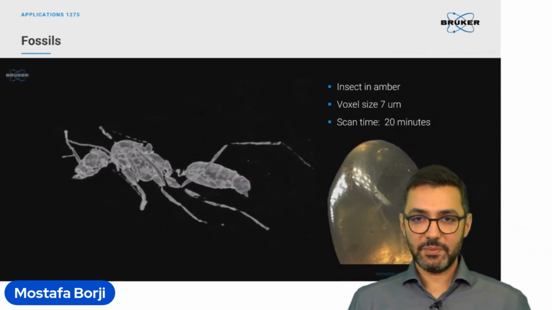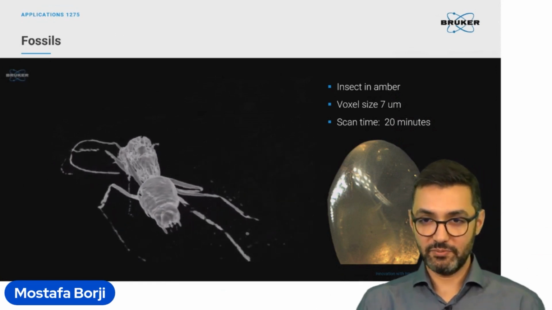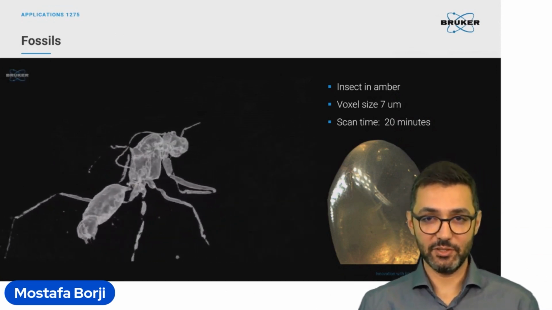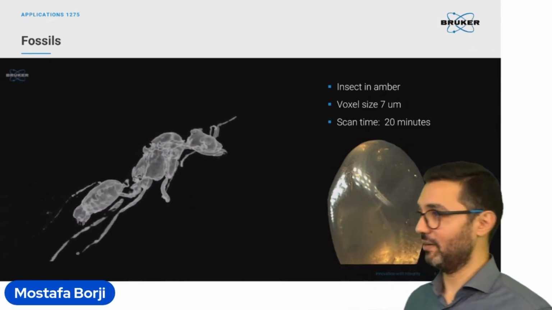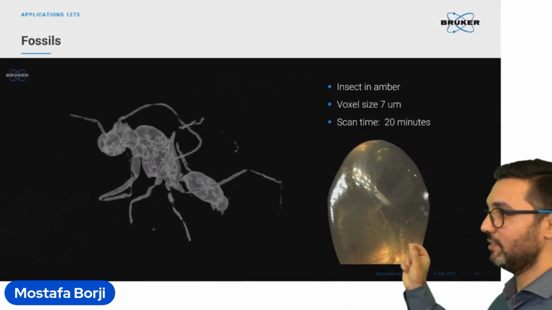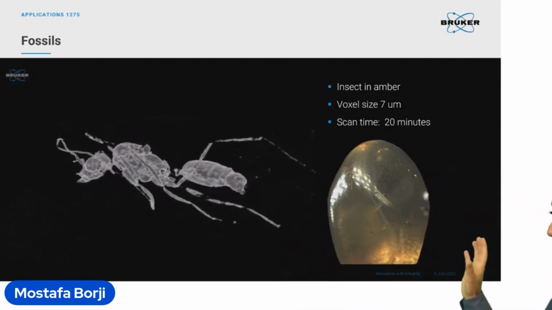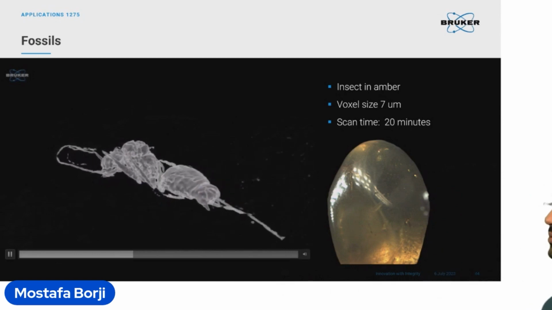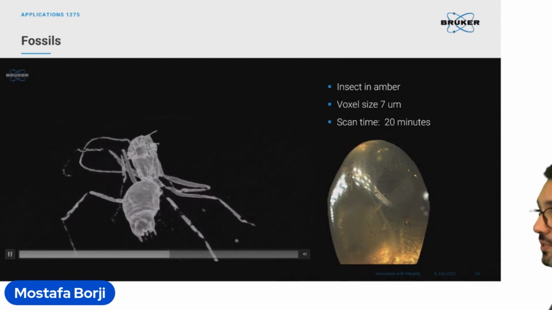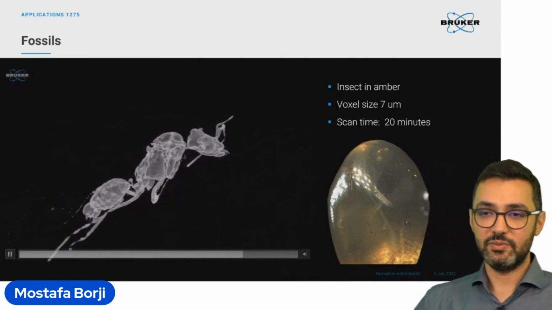I mentioned that this technique can be very useful when we have samples that we cannot destroy. For example, here we have an insect inside amber. It can be nicely scanned, and then we can see the structure of the insect inside with a voxel size of 7 microns and a scan time of 20 minutes, without touching the sample and without destroying it.